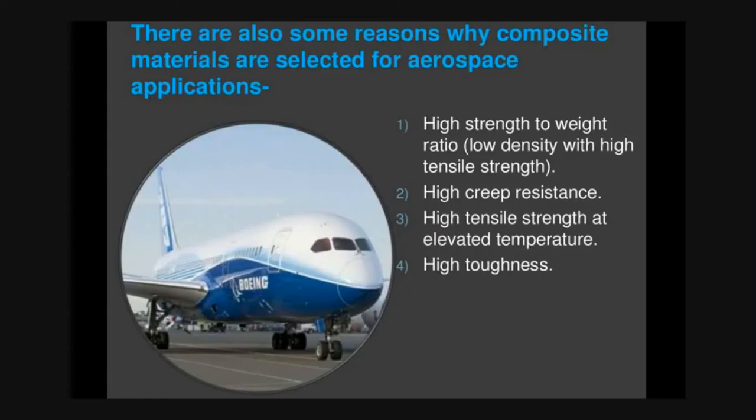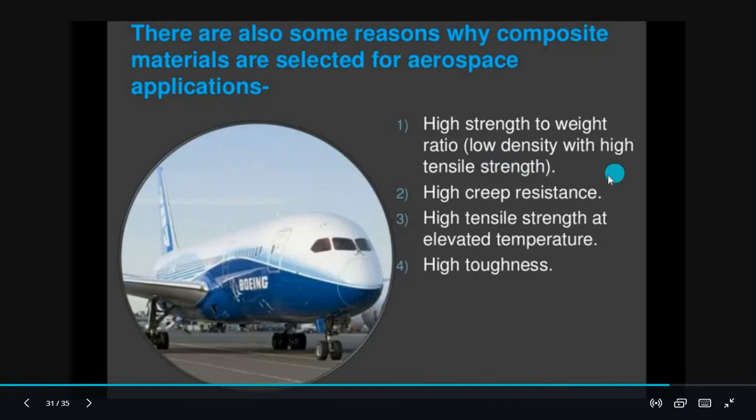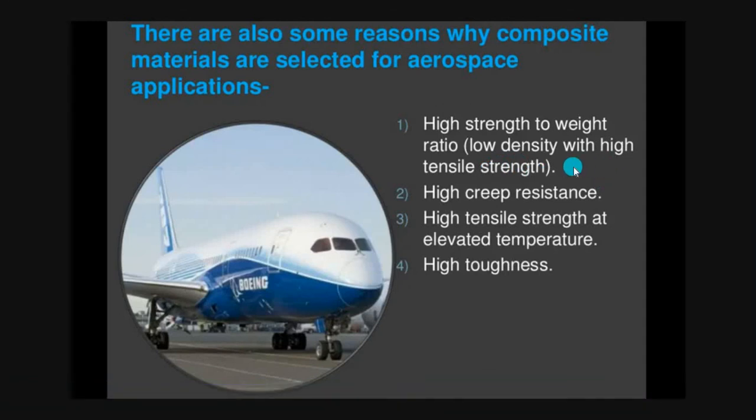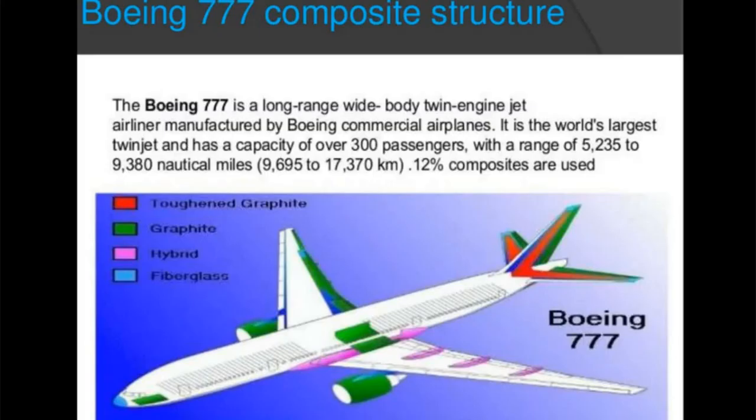So that is our Boeing aircraft. We are using composite material in this aircraft for a reason: high strength to weight ratio, low density with high tensile strength. So the material has a high tensile strength and low density, and low density gives less weight. It also has high creep strength, high tensile strength at elevated temperature. When an aircraft goes through the air, it faces friction, which creates elevated temperature. At that time it has high tensile strength compared to other aircraft materials, and high toughness also compared to steel.